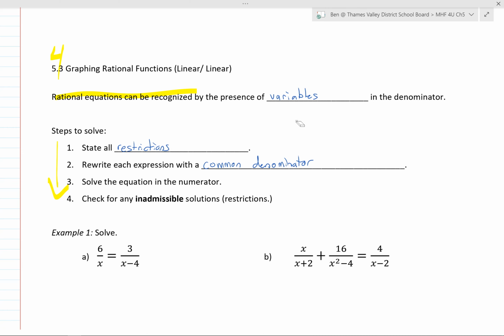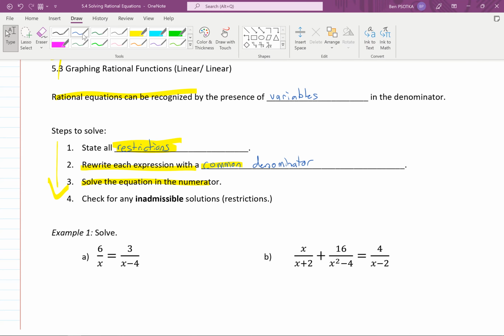When we're solving these, we're going to start off by stating our restrictions. That will give us the freedom to manipulate the equations, perhaps simplify them so that we no longer have any denominators. Then we can rewrite the expressions, each one, so that they have a common denominator before we can get rid of that denominator entirely and solve the equation in the numerator. You will see what that looks like as we go forward here.